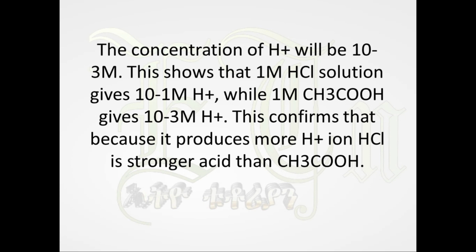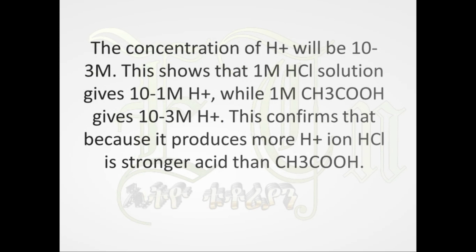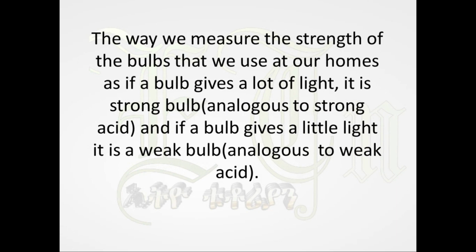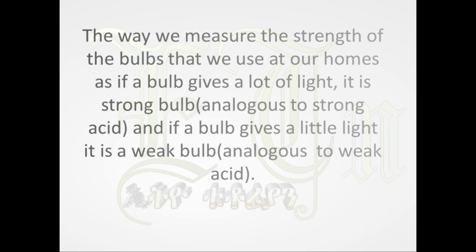This shows that 1 M HCl solution gives 10^-1 M H+, while 1 M CH3COOH gives 10^-3 M H+. This confirms that, because it produces more H+ ions, HCl is a stronger acid than CH3COOH. It is like the way we measure the strength of the bulbs we use at home: if a bulb gives a lot of light, it is a strong bulb, analogous to a strong acid, and if a bulb gives a little light, it is a weak bulb, analogous to a weak acid.